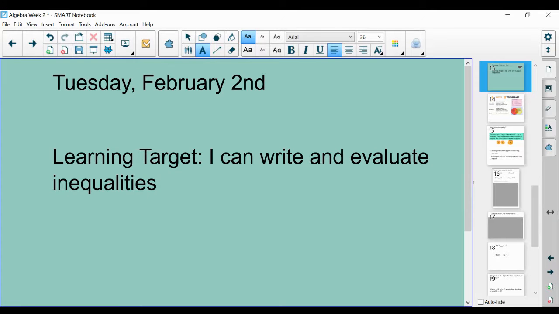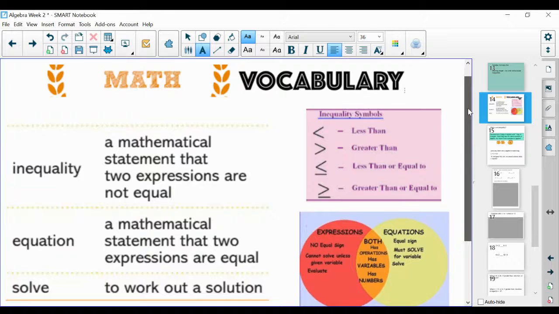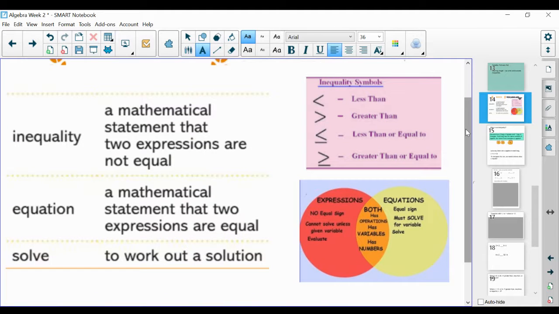Okay, today our learning target is I can write and evaluate inequalities. Now, this is the first time that we have really worked with inequalities in our algebra unit, but you have done some work comparing numbers, so I will try to help you make that connection today. A couple of vocabulary terms we need today are, first of all, what is an inequality?